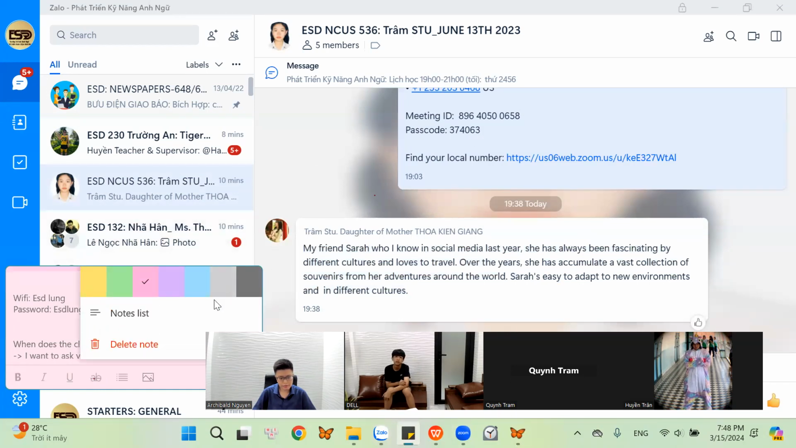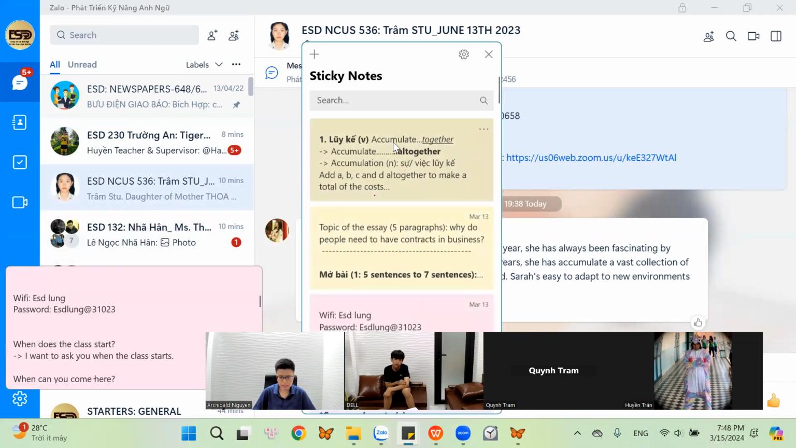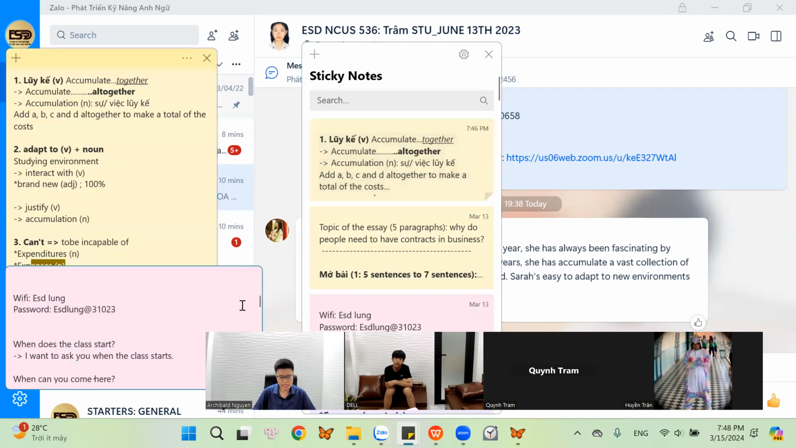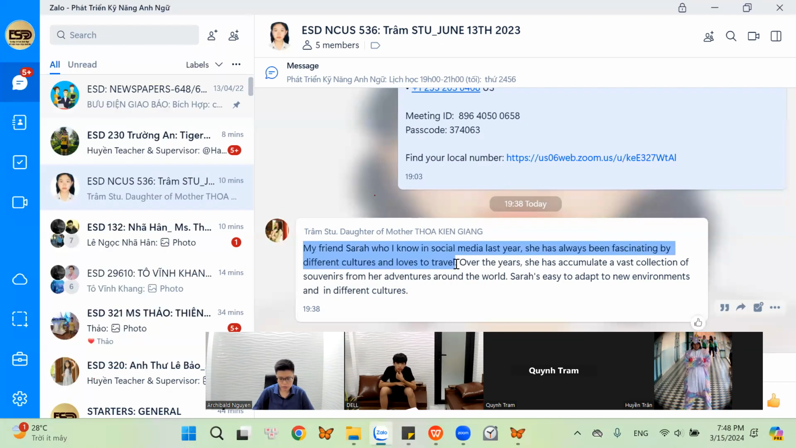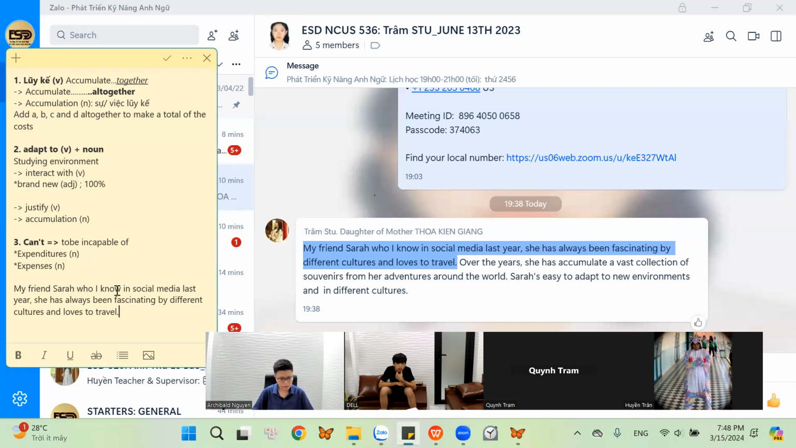Here we have faced the mistake of relative clause. My friend, let's look at this sentence. My friend, oh Sarah, too loves to travel. This is the first sentence. See, this is the sentence.